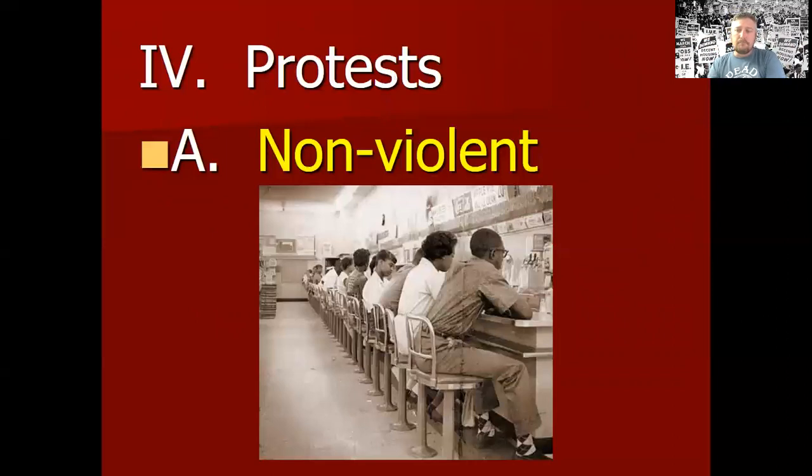So, we will continue on next lecture by talking about some of the major protests, as we've already seen, talk about the different types, the nonviolent and some that did turn more violent.